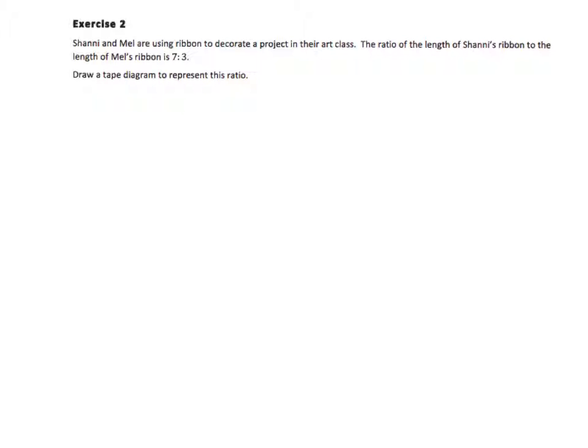Our second exercise is about Shani and Mel. Shani and Mel are using ribbon to decorate a project in their art class. The ratio of the length of Shani's ribbon to the length of Mel's ribbon is 7 to 3. Let's start by representing this ratio in a table. To create our table, we're first just going to make a simple T-chart. On one side, we're going to put Shani, and on the other side, we're going to put Mel.